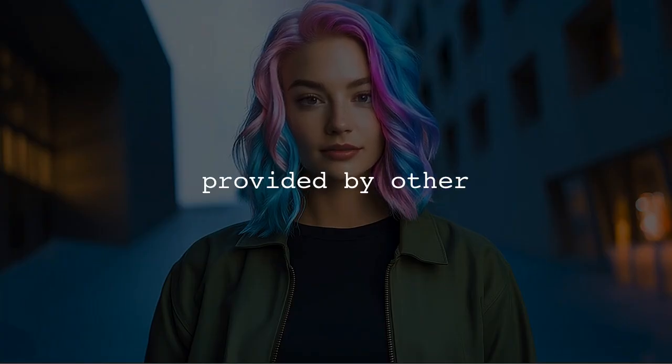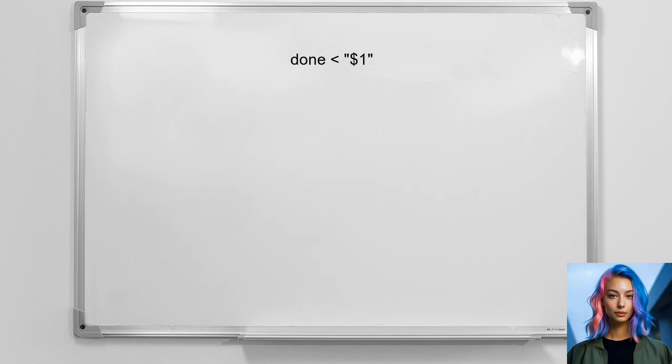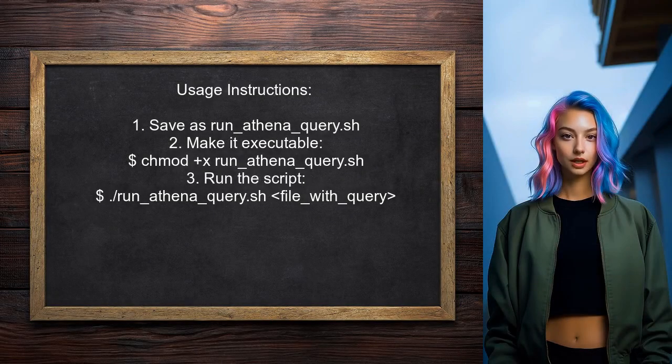Now let's look at the answers provided by other users. An alternative solution provided by another user involves using a bash script to run your Athena queries. This script reads SQL commands from a file and executes them sequentially using the AWS CLI. To use this script, save it as runathenaquery.sh, make it executable, and run it with your SQL file as an argument.